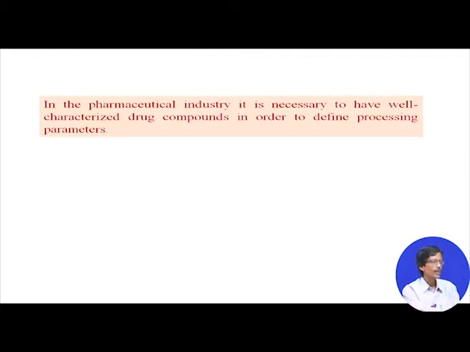Then we have the pharmaceutical industry. In the pharmaceutical industry, it is necessary to have well characterized drug compounds, because the purity is very high and we are using only milligram level samples. These milligram level samples should not have impurity at the microgram level or the nanogram level. So it should have a very high purity, and in order to define the processing parameters, that means how you make the sample, for any pharmaceutical compound we should go through a DSC analysis. Starting from quality control to process development in industry, we use this useful measurement technique.